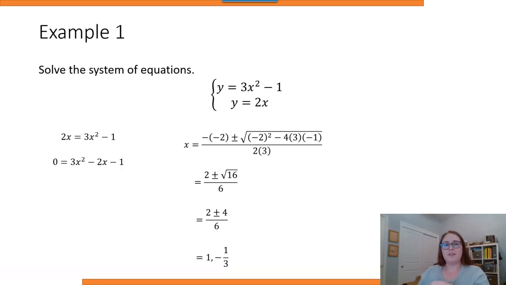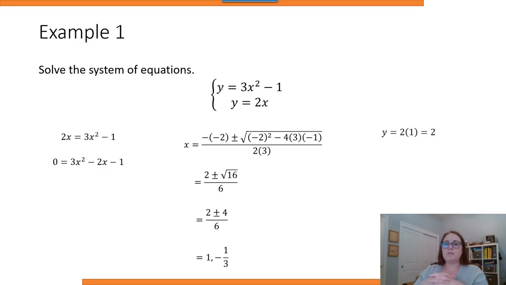This would have factored, but if you don't like factoring quadratics with a leading coefficient that's not 1, you can always use the quadratic formula. So I found two solutions. That tells me that the line intersects the parabola twice. And I've only found the x of each of those solutions, though. So I need to go back to the original two equations with my two solutions and plug them in to find the y's that would pair with them.